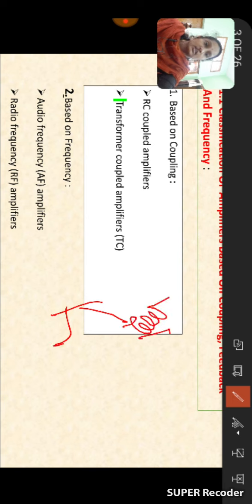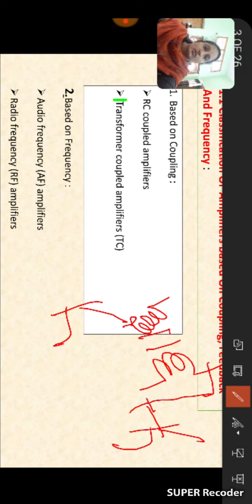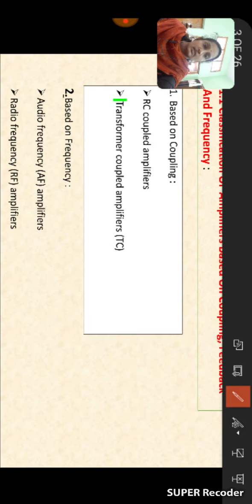See here, this is one amplifier. The output of this amplifier is connected to the next stage through the transformer. If any amplifier uses a transformer at its output to connect to the next stage, it is called a transformer coupled amplifier. Next, amplifiers are classified according to the frequency.